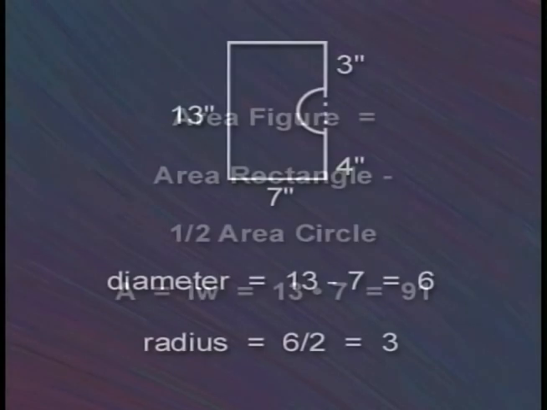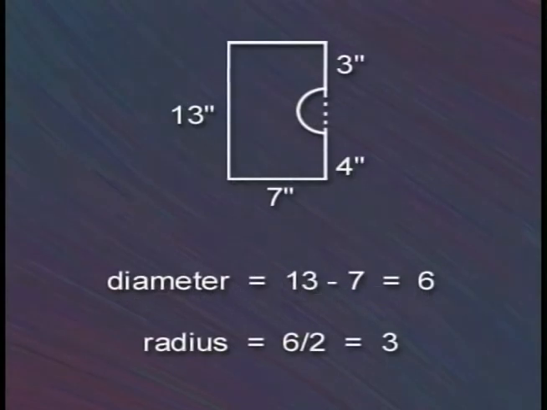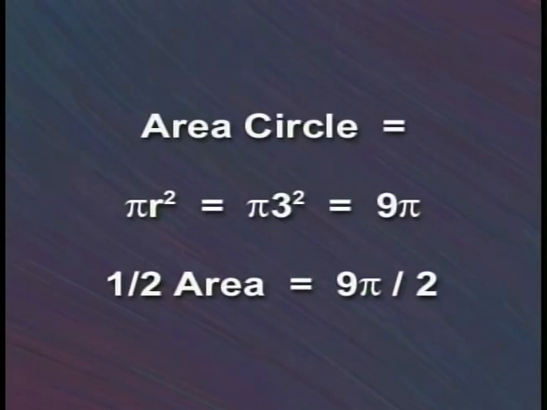What is the diameter of the semicircle? The length of the rectangle is 13. The diameter of the semicircle is equal to 13 minus 7, or 6. The radius would be 1/2 the diameter, or 3. The area of the semicircle would be 1/2 the area of the full circle. The area of the full circle is pi times radius squared, or pi times 3 squared, or 9 pi. The area of the semicircle is 1/2 of this, 4.5 pi.